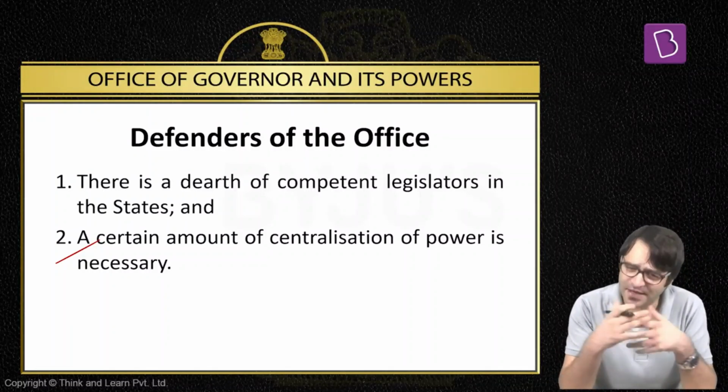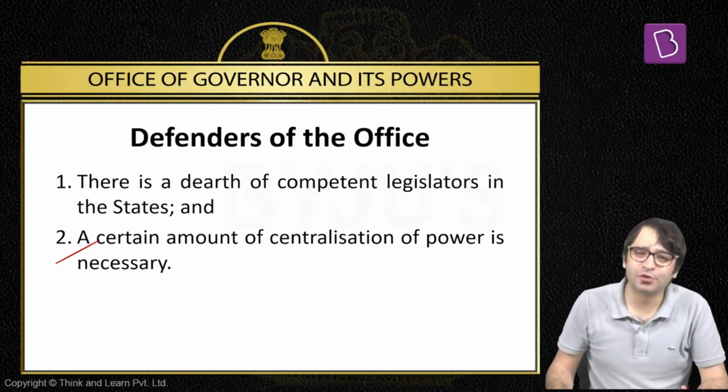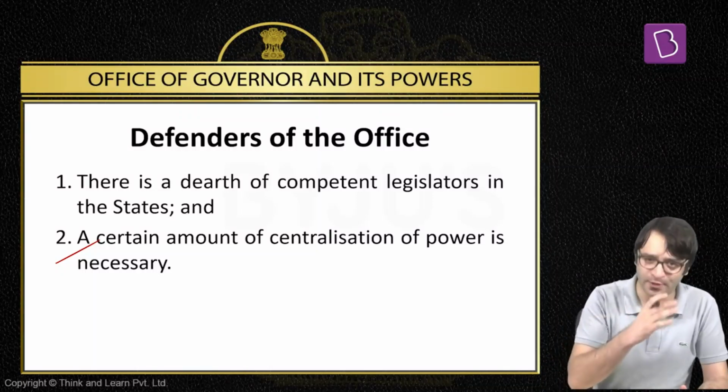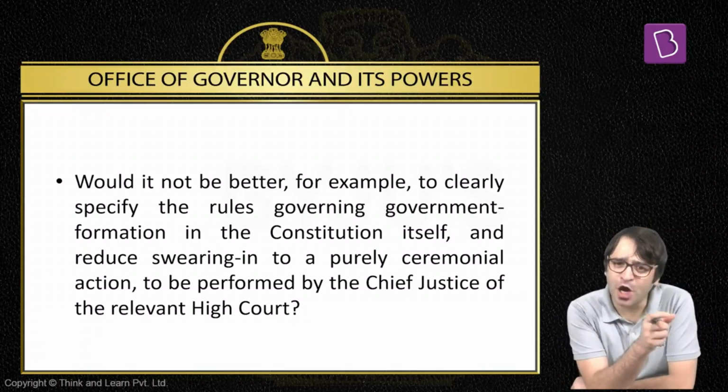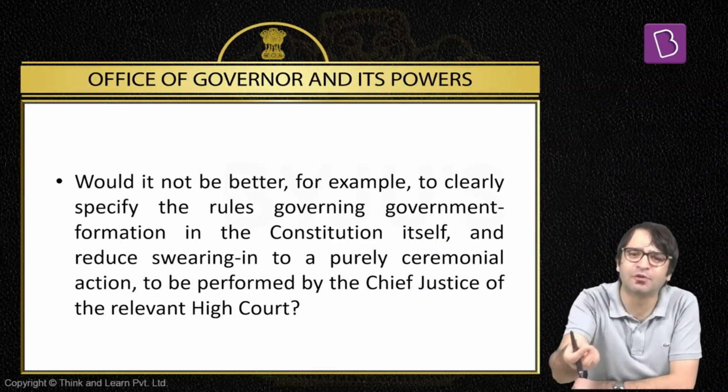But there are others who say, now we have crossed that time. This may have been a valid reason, justification in 1950, but not in 2020, not in 2021, and that is why it is time that the office of governor should be abolished. These are the people who say, if the job of the governor is to appoint a chief minister, that's only a ceremonial job. Can we not give this task to the Chief Justice of the concerned High Court? Let the Chief Justice of the concerned High Court appoint the chief minister. And the real power is with the chief minister, so why create a conflict by having the governor?